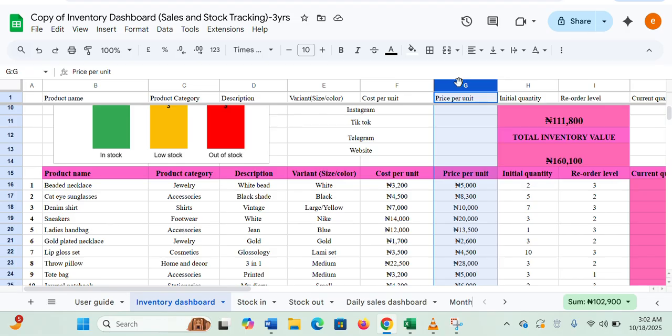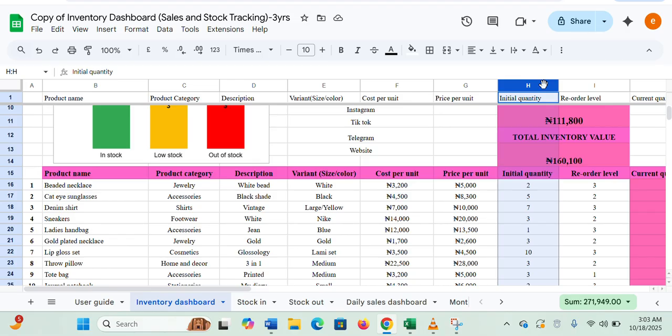Let's remember it was bought for 3,200 naira, and this seller decided to sell it for 5,000 naira. This is the base of your business. Whatsoever you input here determines what happens in other places in this workbook. So yes, the next one is initial quantity.